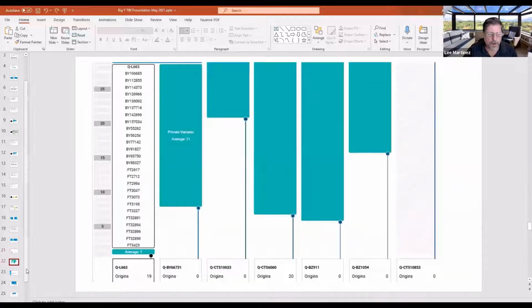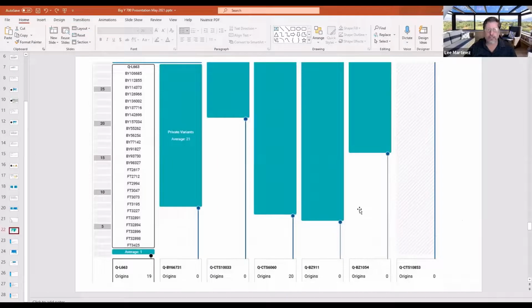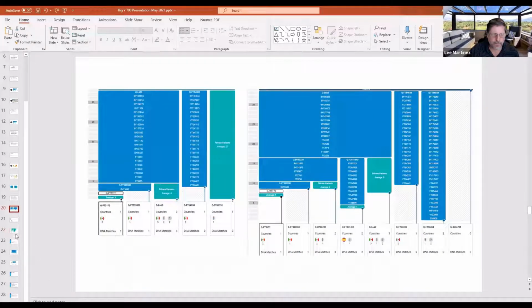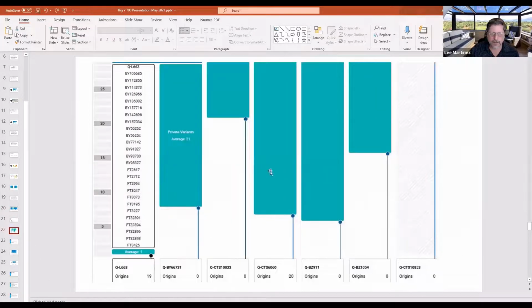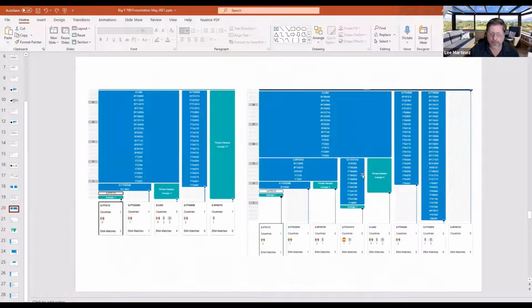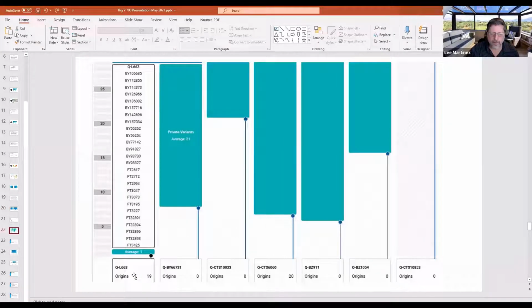So this is what it looked like when I first took the test. Look, see the difference between this and this? This is 3 years ago. This was 3 weeks ago. None of these branches are on here. It goes from QL663 to BY66731.